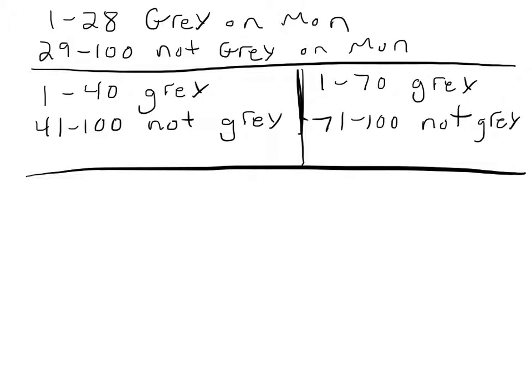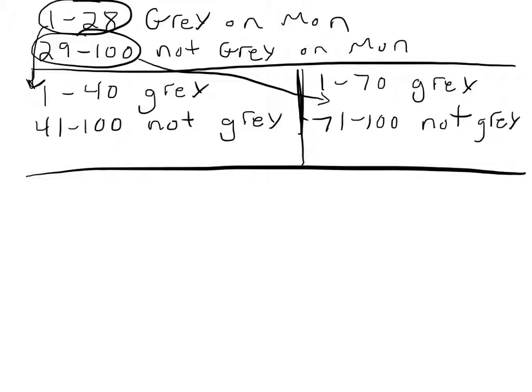So basically I have to figure out what happens on Monday first, and then if I landed in 1 to 28 on Monday, I'm going to use these numbers right here for the rest of the week. And if I landed in 29 to 100, I'm going to use those numbers for the rest of the week. And I want to run a couple of trials here. A trial consists of running the entire week, and my response variable is how many gray suits I wear in that week. So I'll run a trial.